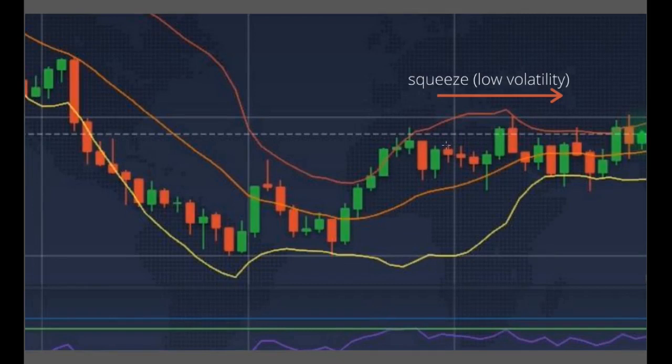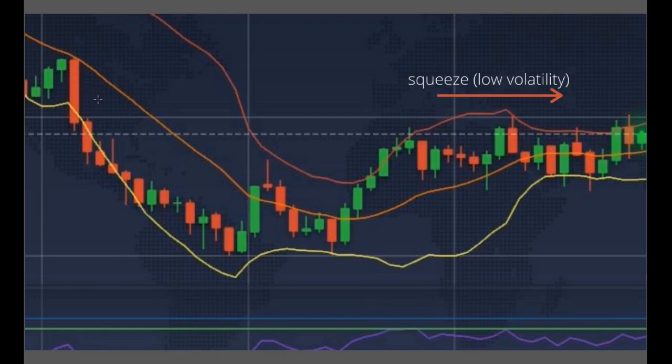Okay, so basically, this is an example of a squeeze. You can see how the band starts from here, it moves down, and then you see the distance between the upper Bollinger Band and the lower Bollinger Band, and then you can see the middle 14-day moving average. Any close below this 14-day moving average is a clear indication of downward momentum.